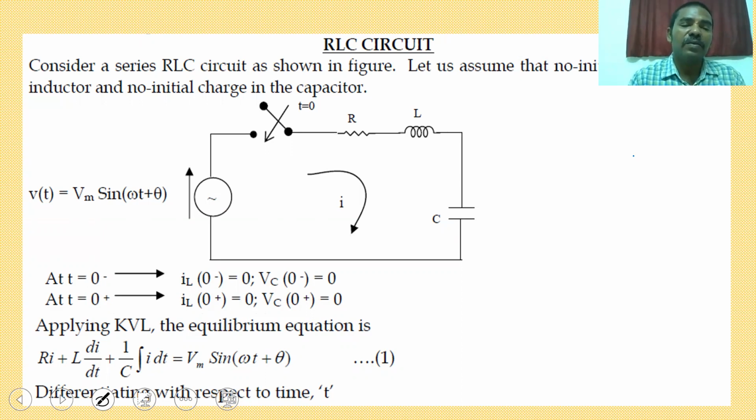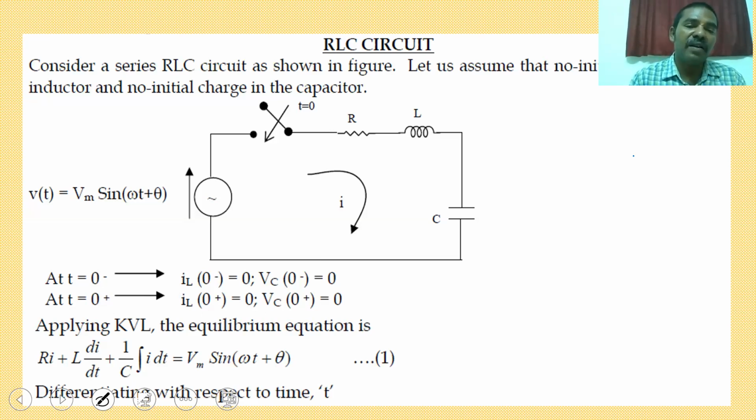Here you can get the two switching instants. At t = 0 minus, just before the switch is closed, no current will flow through the circuit. The inductor current is 0. The capacitor voltage drop is also 0, because we are assuming the inductor and capacitor are under relaxed condition. Then at t = 0 plus, the switch is immediately closed. The inductor never takes instantaneous current and the capacitor never takes instantaneous voltage. So the inductor current is 0 and the capacitor voltage drop is also 0.